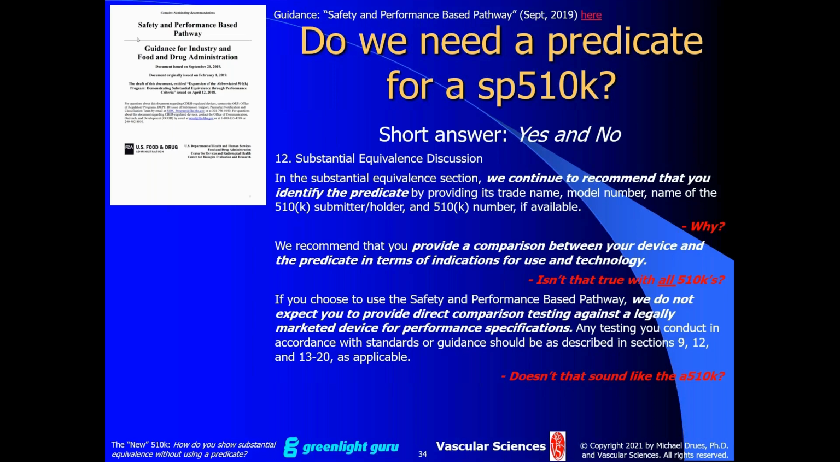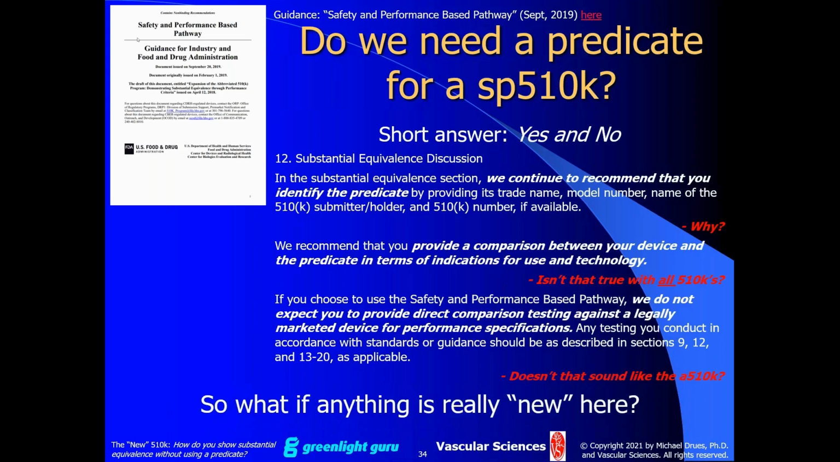The only difference, and this is really the only difference between the two, is that in the SP 510K, you have a small universe of devices to choose from. I'll show you what that universe looks like in just a moment. Whereas in an abbreviated 510K, you have the entire medical device universe to choose from. As long as you can identify a standard or set of standards that cover your device for the abbreviated 510K, you can choose anything you want. For the safety and performance-based 510K, you cannot, at least not yet. So once again, what, if anything, is really new here?